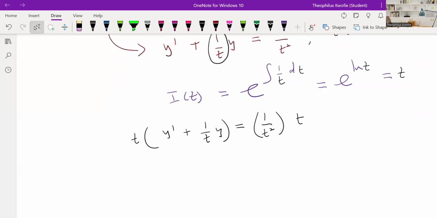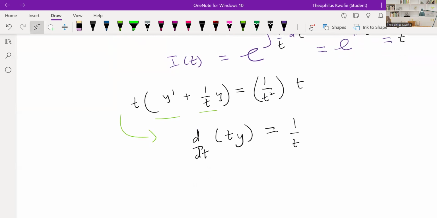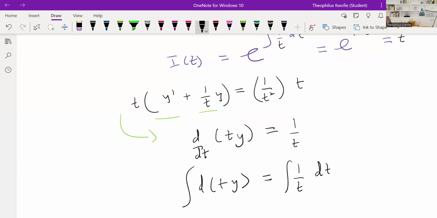Good. So now the easiest way we want to simplify this is to have d dt of your integrating factor, which is t, times your dependent variable, which is y. I hope that makes sense, right? Now, at this point, you can rewrite the right side as 1 over t dt. Then we take the integral on both sides.